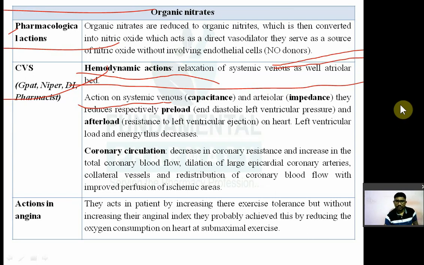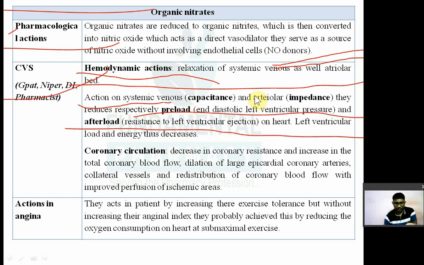And preload means what? End diastolic left ventricular pressure. Preload means end diastolic left ventricular pressure. And afterload means resistance to left ventricular ejection. Preload is whatever blood is there in the ventricles after the ventricle relaxes. Afterload is the resistance to left ventricular ejection: when the ventricle contracts and blood goes out, a resistance is created, and that resistance is known as afterload. So they reduce preload as well as afterload, capacitance as well as impedance.